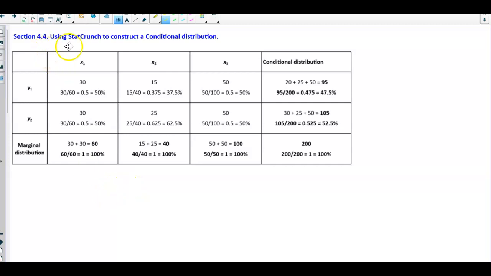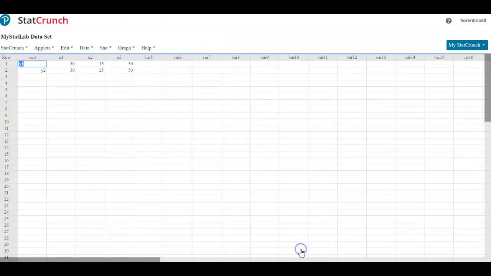Section 4.4, using StatCrunch to construct a conditional distribution. So I'm going to open up this data into StatCrunch. Here you have the first column, which is variable 1, which represents the row labels y1, y2. Then you have the three columns x1, x2, and x3 that contain the quantitative data. What we want to do is create a conditional distribution.